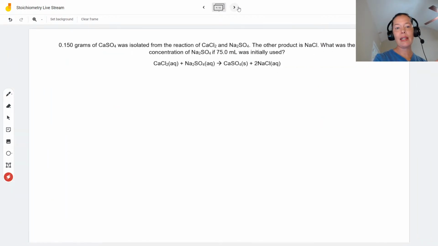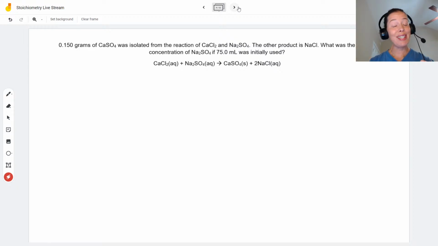Let's see what we've got next. Okay, so this one reads: 0.15 grams of calcium sulfate was isolated from the reaction of calcium chloride and sodium sulfate. The other product was sodium chloride. What was the original concentration of sodium sulfate if 75 milliliters was initially used? Okay, so we've got another concentration problem. I'm glad that we're going to be able to get one more concentration problem in before the hour is up, because these can be difficult, and I had to see them a couple times before I really got comfortable with them.